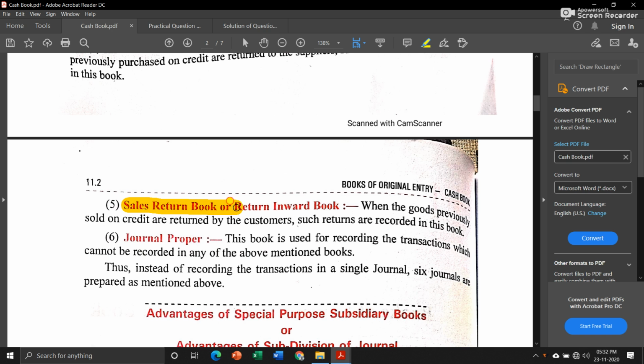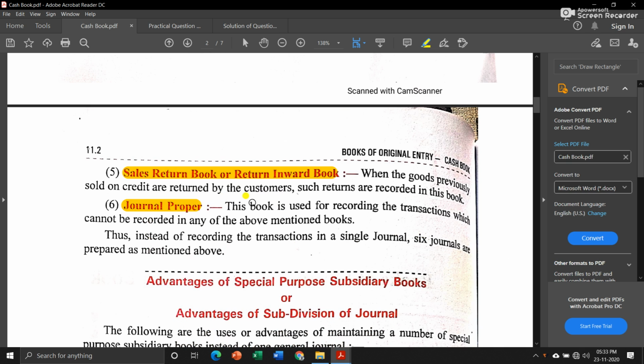Then next is sales return book or return inward book. When we sell goods on credit and if some of our customers return goods to us, then at that time we will record those in our sales return book. Then journal proper is the last type of subsidiary book, in which we record all the transactions which do not find place in the above subsidiary books. It is used for recording the transactions which cannot be recorded in any of the above mentioned books. You will understand when we solve a practical question.